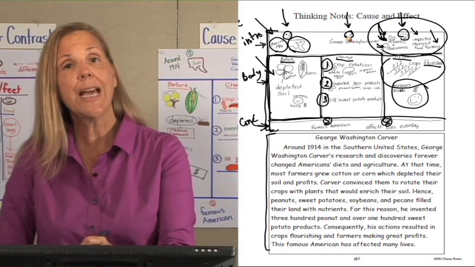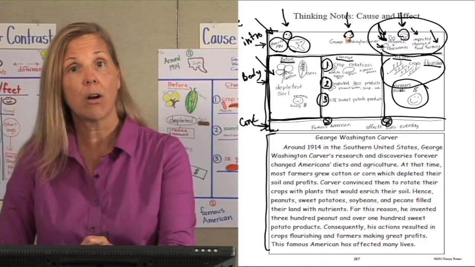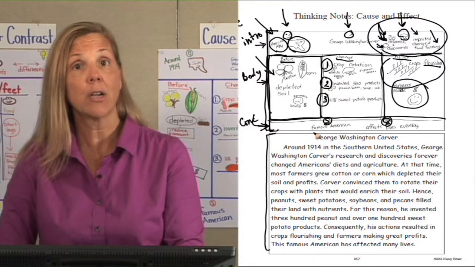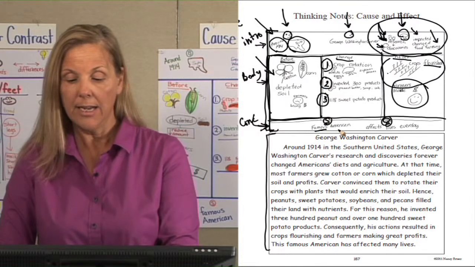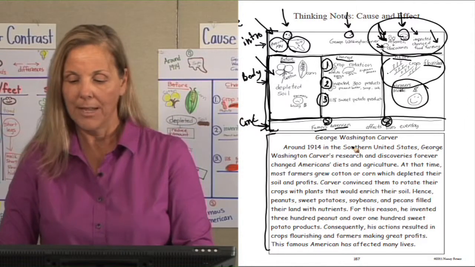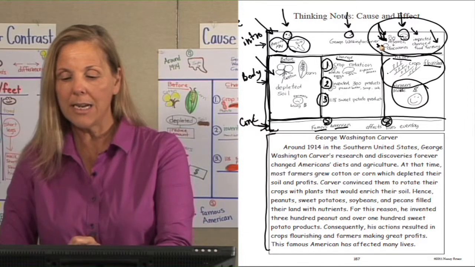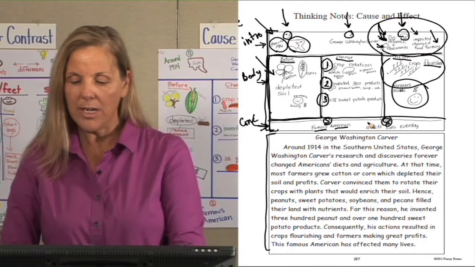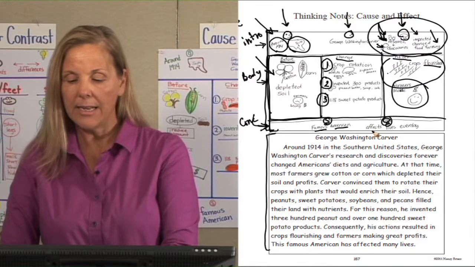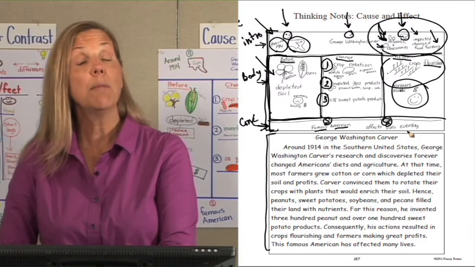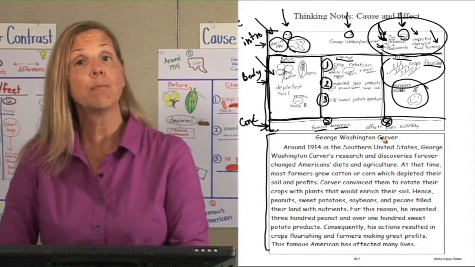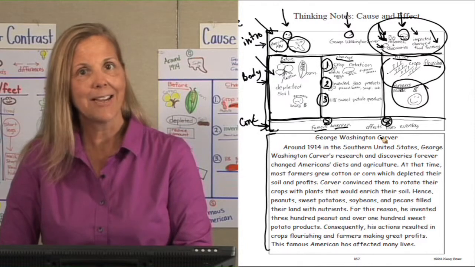I'll go back up to the S, the subject, George Washington Carver. Is there another way I can say George Washington Carver? We decided to say this famous American. Then we went up to the big idea: his research and discoveries impacted farming. And we decided that his work affected the lives of people every day.